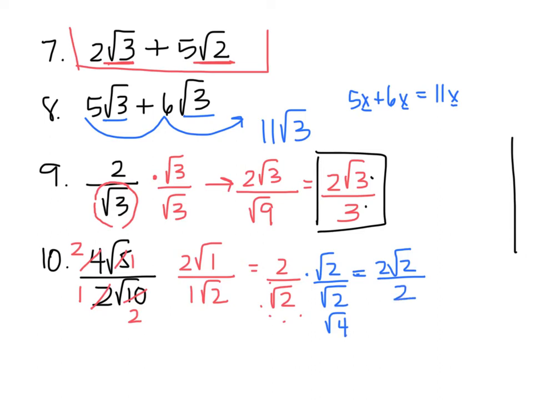But I have to look again. 2's can cancel or divide out. And your answer is the square root of 2. That concludes your radical review.